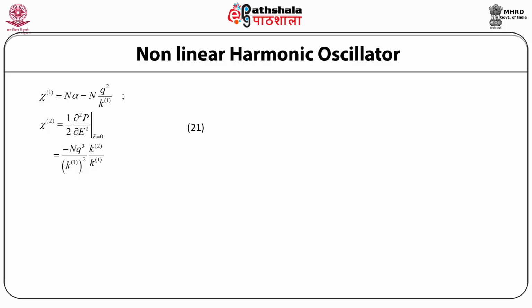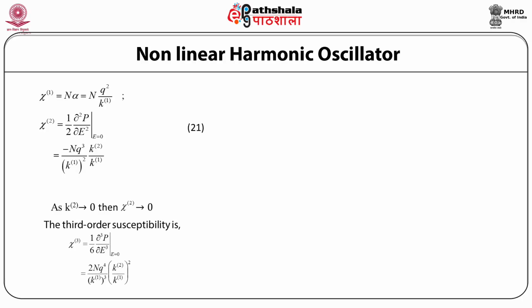and chi2 is equal to half del square p divided by del E square at E is equal to 0, which is equal to minus n q cube divided by k1 square multiplied by k2 by k1, where n is the number density. Note that as k2 tends to 0, chi2 tends to 0 in agreement with the fact that the nonlinearity originates in k2.